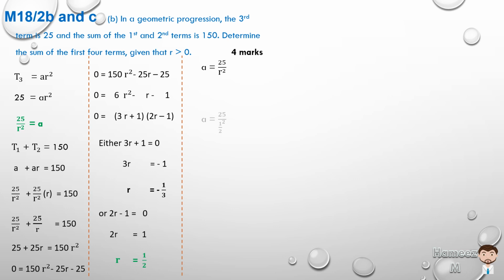So a is equal to 25 over a half squared. A half squared is a quarter. 25 divided by a quarter is the same as 25 multiplied by 4. So a, which is the first term, is equal to 100.